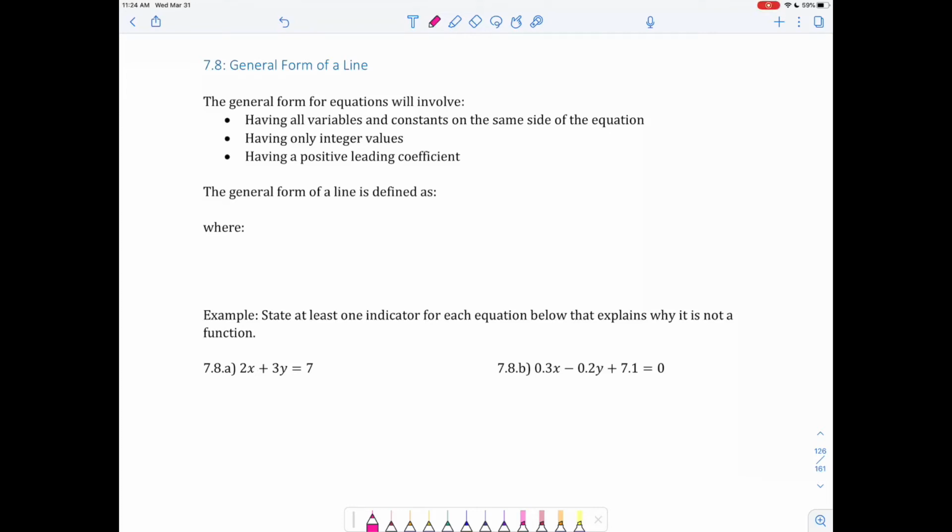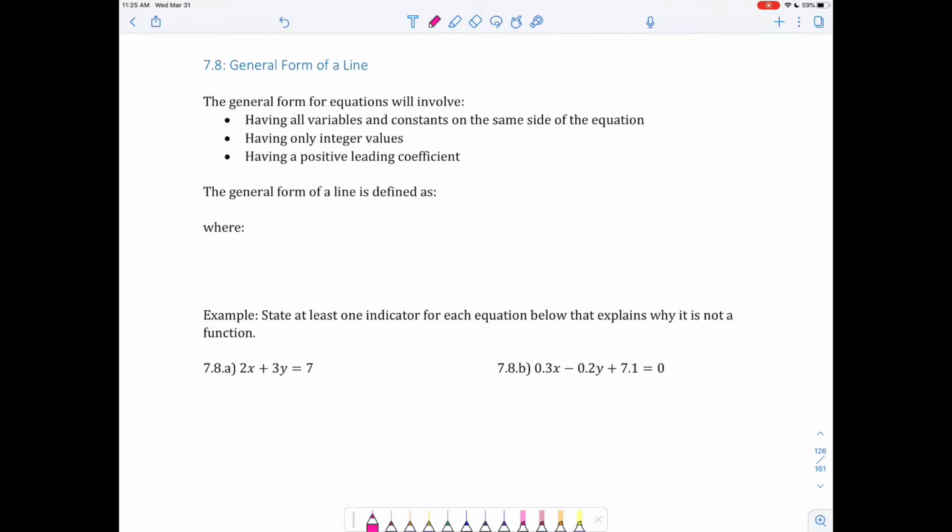Welcome everyone. We have looked at slope point form of a line as well as slope intercept form of a line. Oh my gosh, these are so specific. I wish there was just a more general form. Well, Ms. T, look at the section title here. Oh, 7.8, general form of a line. Cool. Yeah. Although it actually is pretty specific. Oh my goodness, when will it end? Probably never.